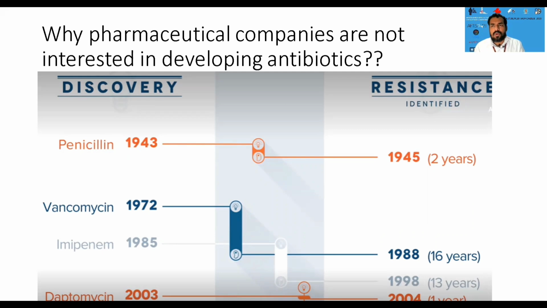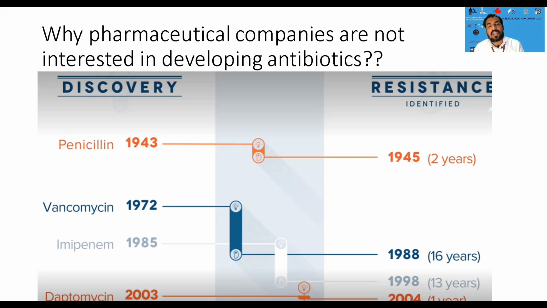Some of us will obviously think, why are pharma companies not interested in developing antibiotics? If they developed the antibiotics in that golden era, why are they not doing the same where there are a lot of MDR and XDR organisms? So this chart will help us understand the same.